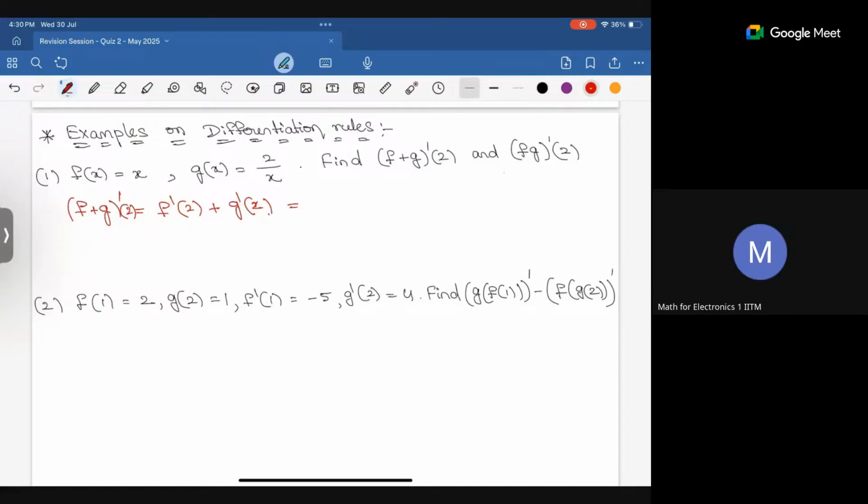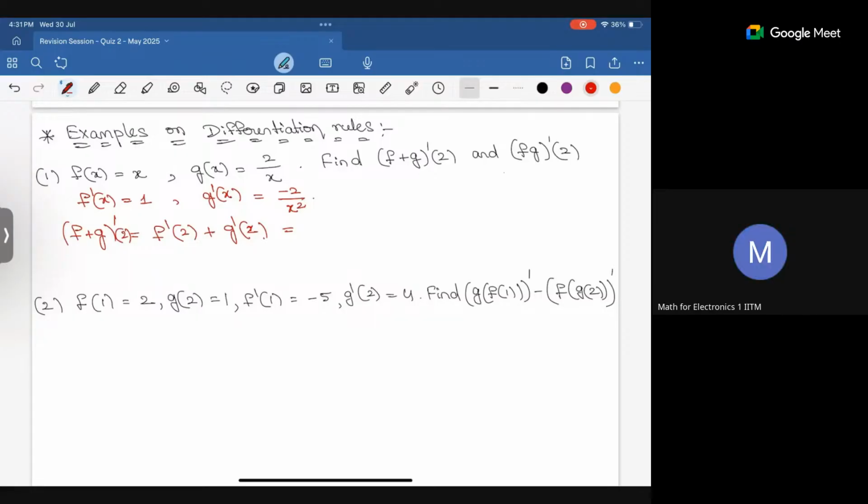So f of x, or function f's derivative, is a constant 1. Therefore, maybe we should compute them first. If f of x is x, then f prime of x is 1. Similarly, g of x is 2 by x, so g prime of x is minus 2 by x square. Am I correct?